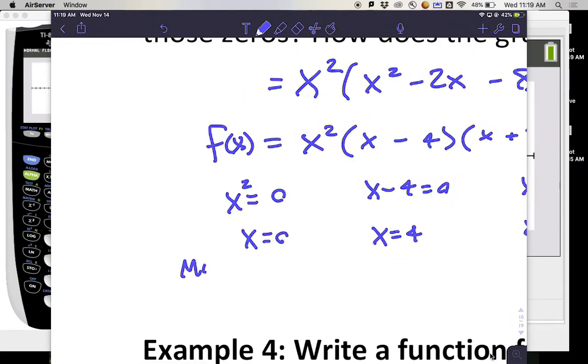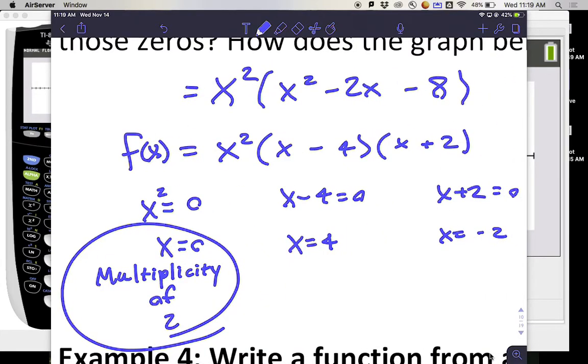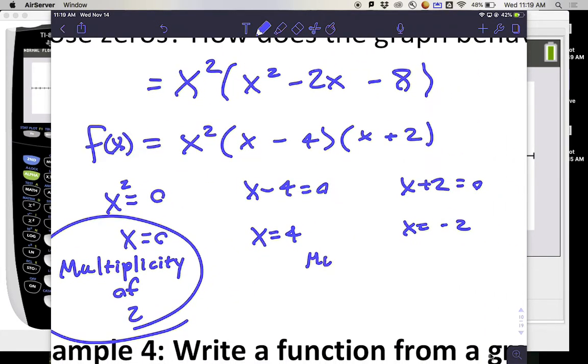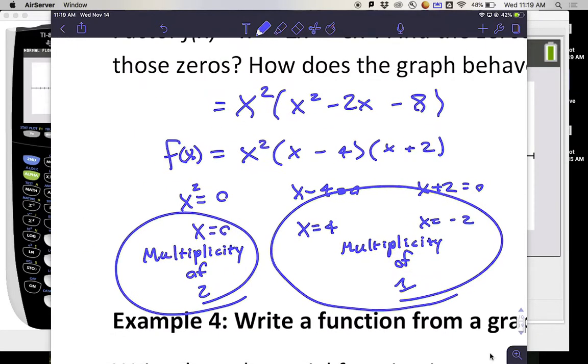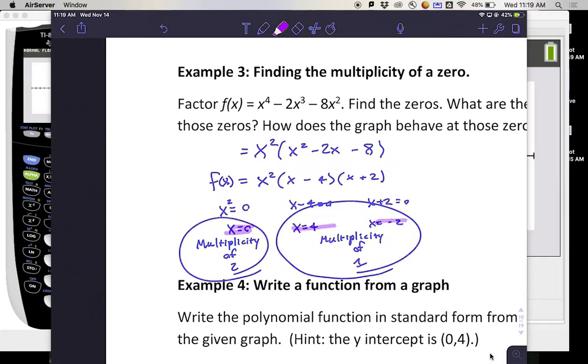So let's write that. So this has a multiplicity of 2 right there. And then the rest of these here have a multiplicity of 1, which means they only happen one time. So these two individually happen once, and then this last one here, since it was x squared equals 0, means it bounces off of the graph right there. It has a multiplicity of 2.